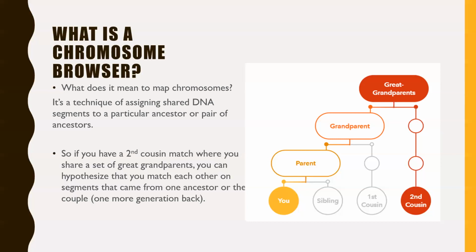If you have a second cousin match where you share a set of great-grandparents, you can hypothesize that you match each other on segments that come from one ancestor or the couple. If you're one more generation back, you might be able to get to the individual. And you might need to change your hypothesis. So just like anything else we talk about with DNA, you're constantly reevaluating what you think you know. And if you're not willing to do that, this probably is not the tool for you, because you will find out in short order if you have some errors in your tree or some mistakes in your logic.